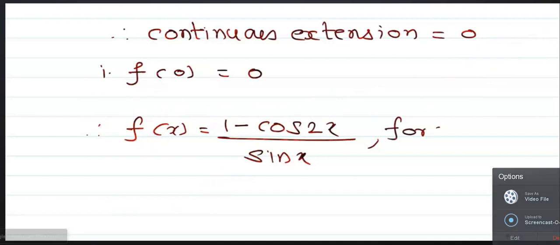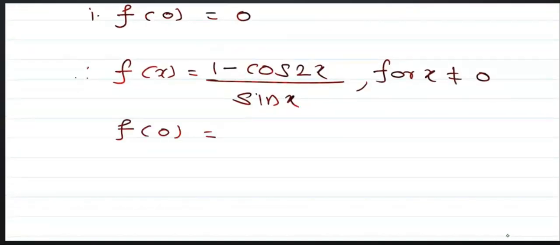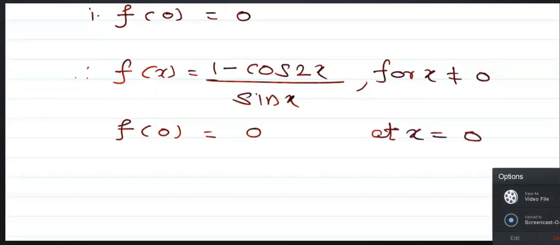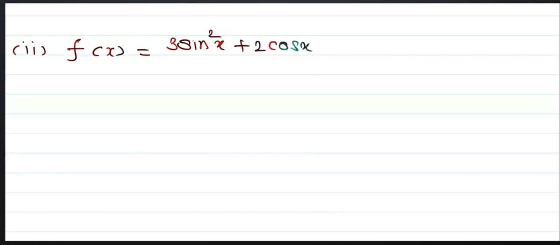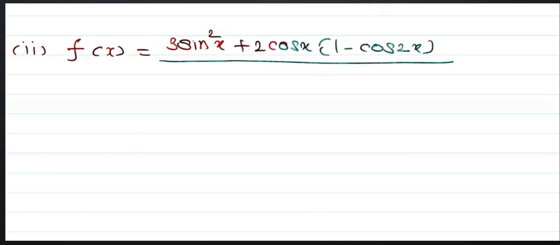And we can write it like this: f of x is equals to 1 minus cos 2x upon sin x for x is not equals to 0, and f of 0 is equals to 0 at x is equals to 0. Second, f of x is equals to 3 sin square x plus 2 cos x.